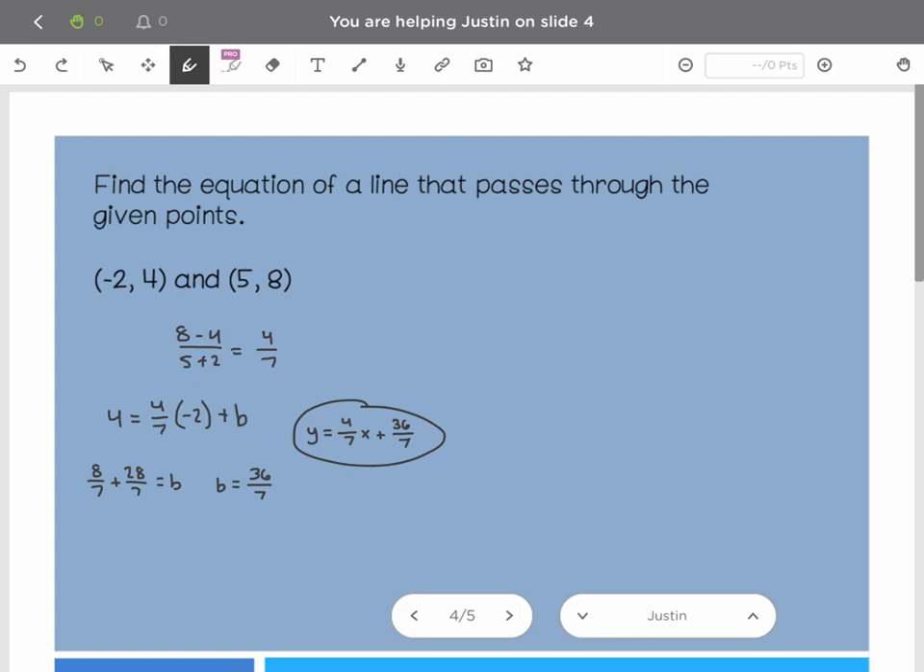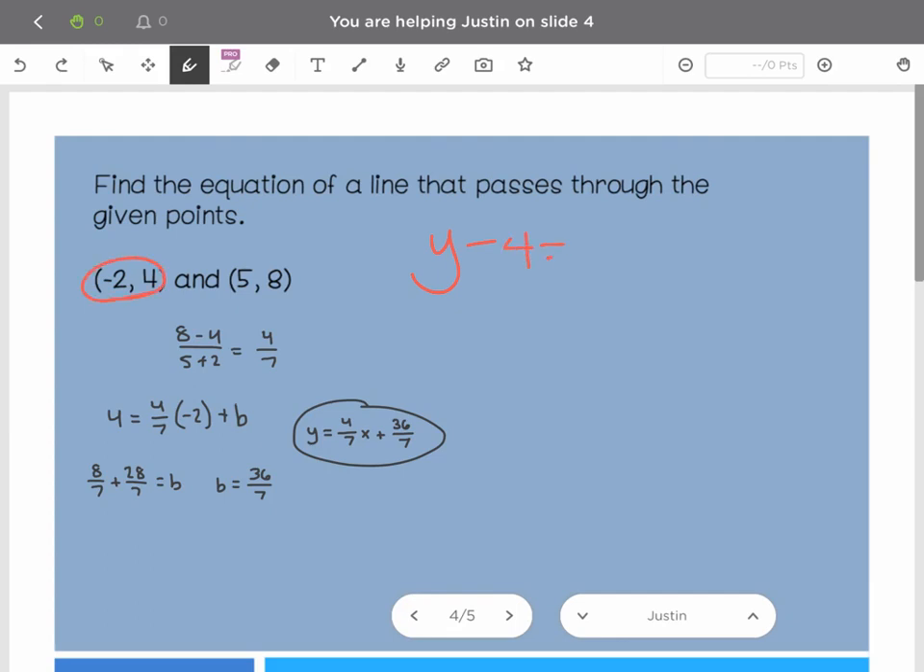You got to first find the slope. 8 minus 4 over 5 minus -2 becomes 4/7. And then you have 2 choices. Either do what Justin did here, which is y equals mx plus b, solve for b, and got 36/7. Or you can do the point-slope. So I could say y minus, and again, you can pick either point. So let me just pick this first one.